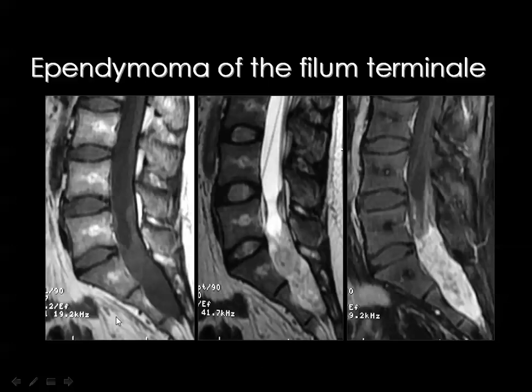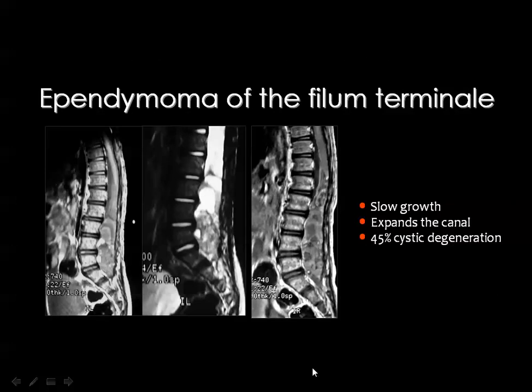If you see a mass in the lumbar region expanding in the spinal canal and scalloping the vertebral bodies, and this mass is of low signal in the T1 and relative increased signal in the T2 and strong heterogeneous post-contrast enhancement, you may predict that this is a filum terminale ependymoma.